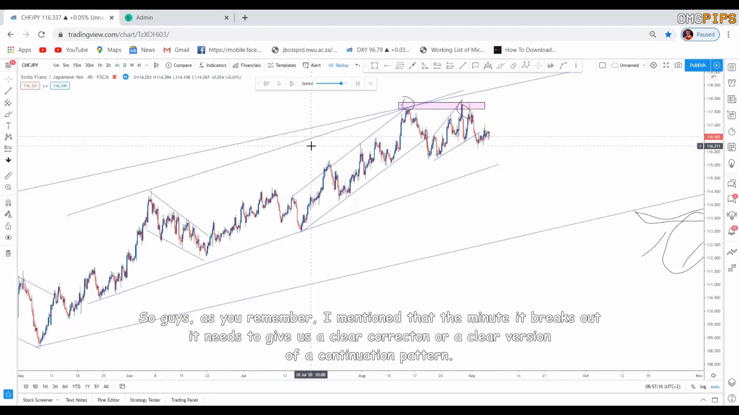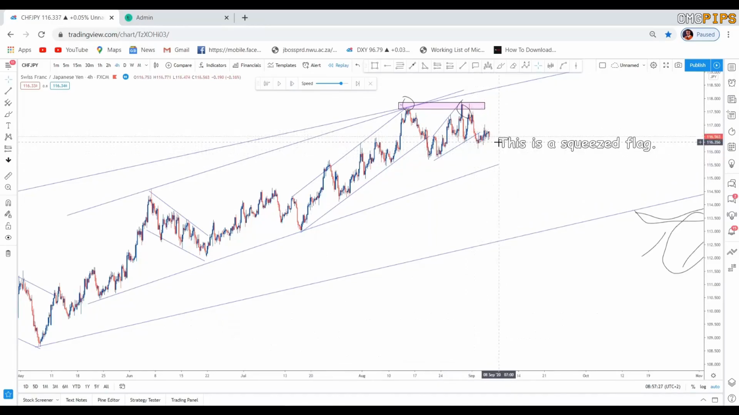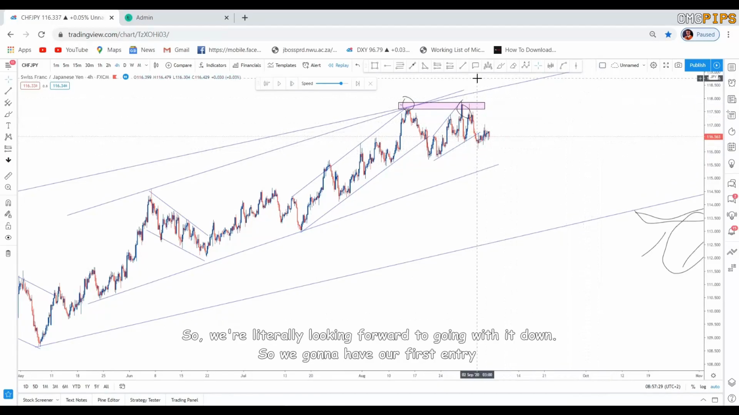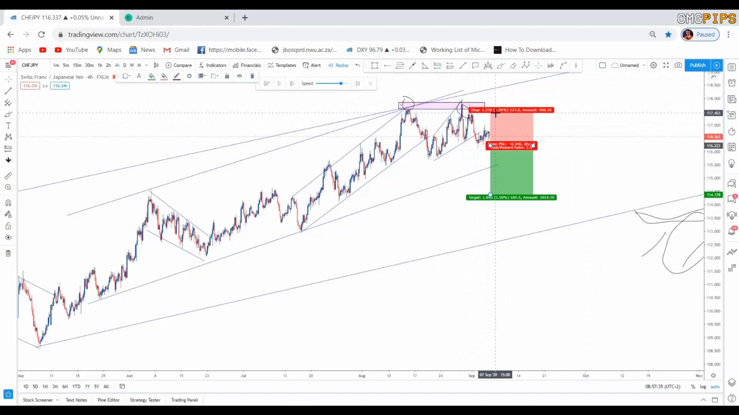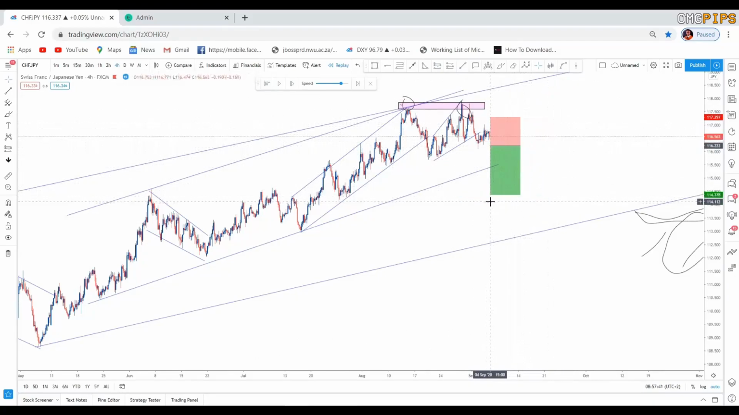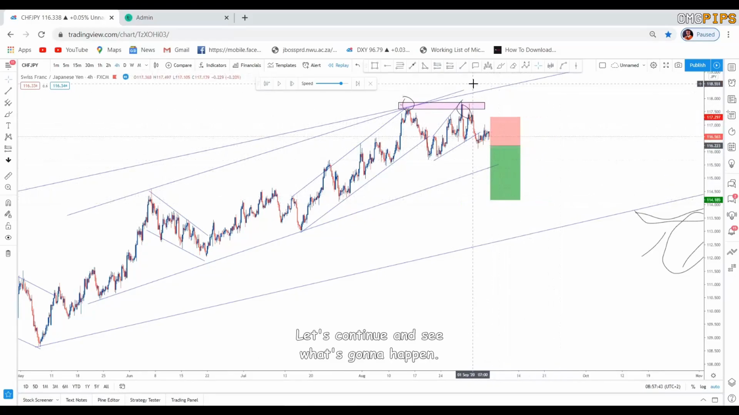So guys, as you remember, I mentioned that the minute it creates this, the minute it breaks out, it needs to give us a clear correction or a clear version of a continuation pattern. This is a squeezed flag, so we're literally looking forward to going with it down. So we're gonna have our first entry over here and our stop loss somewhere right about here, just to give it even more 5% to breathe, to see what happens next. So let's continue and see what's gonna happen.